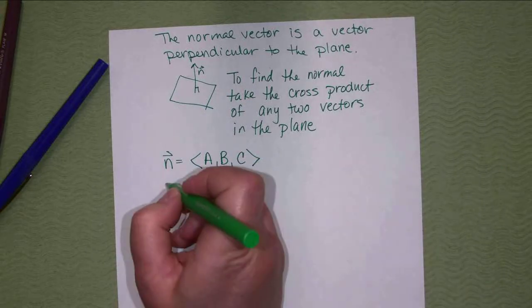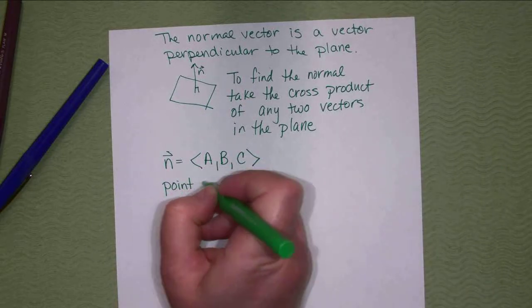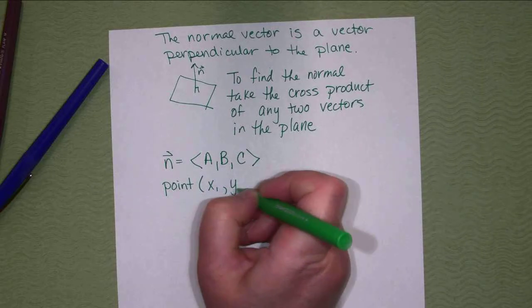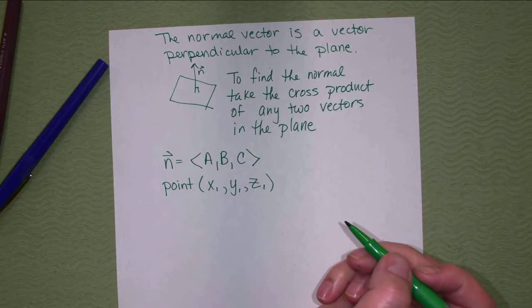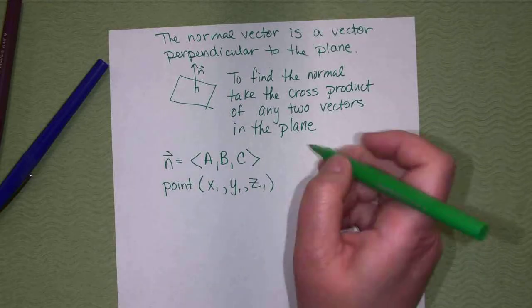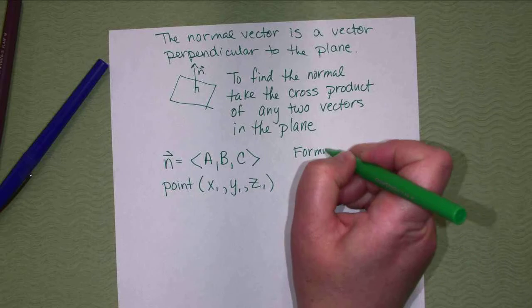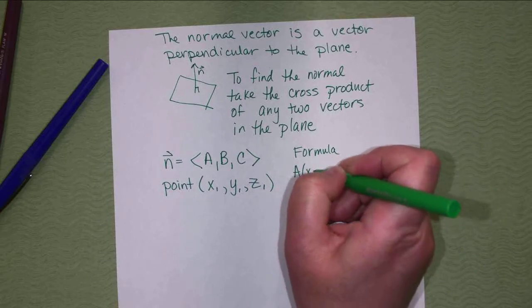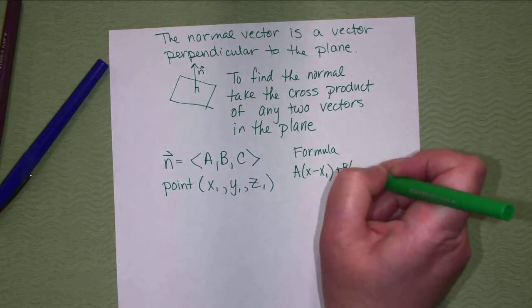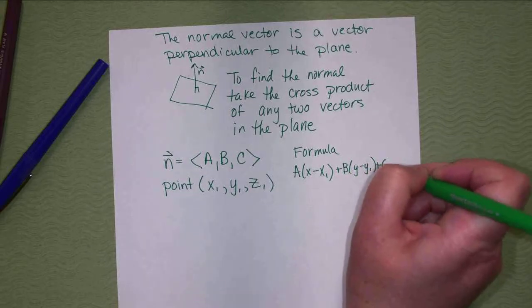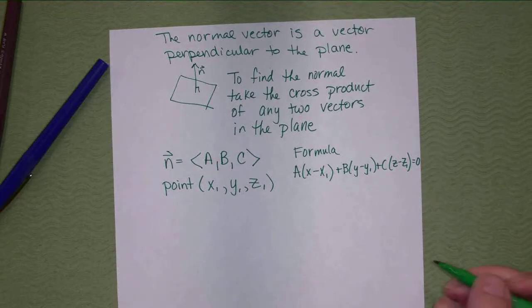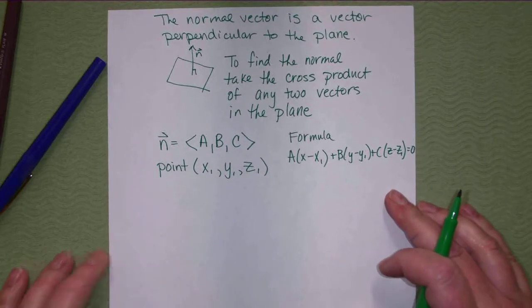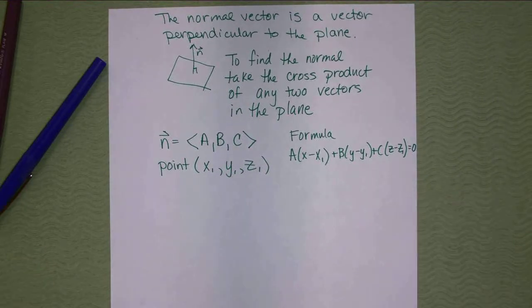And the point is x1, y1, z1, which we're usually given 3 points if we're doing this, or 1 point and 2 vectors. And our formula equals 0. Okay, so that was our formula. So we need to find the normal vector and a point, which is given, and we plug them in.